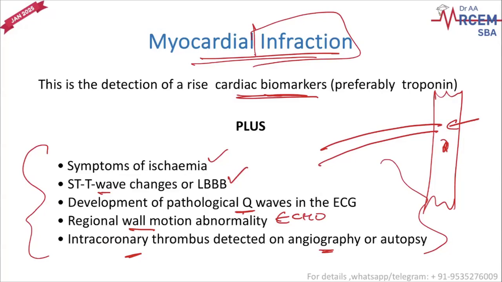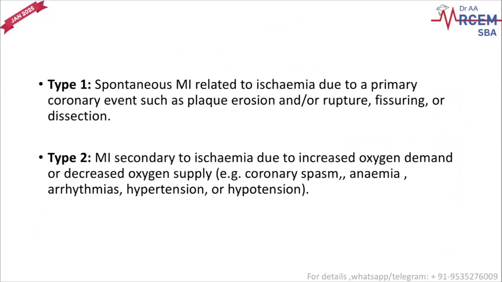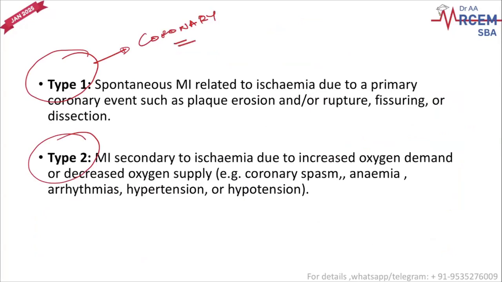Because the blood supply to the myocardium is compromised, it can be because of various reasons. Hence, myocardial infarction is divided into type 1 and type 2. In type 1, it is mainly related to the coronary arteries. It might be because of a plug present in the coronary artery, or it might be a rupture, or it might be dissection of the coronary artery.